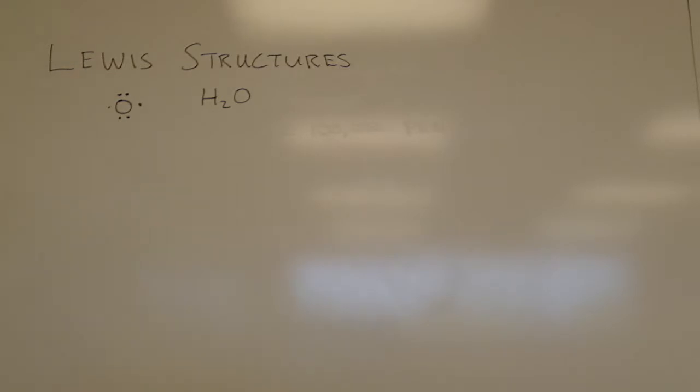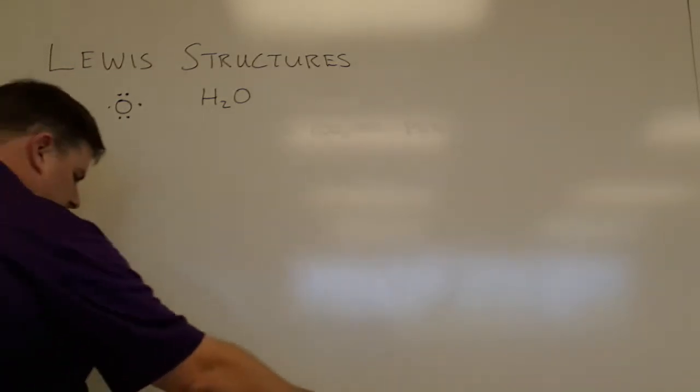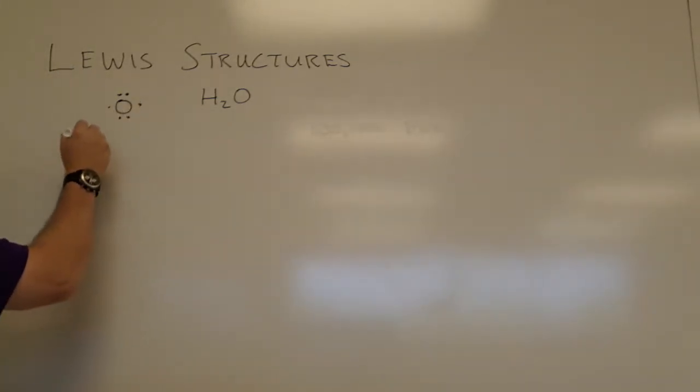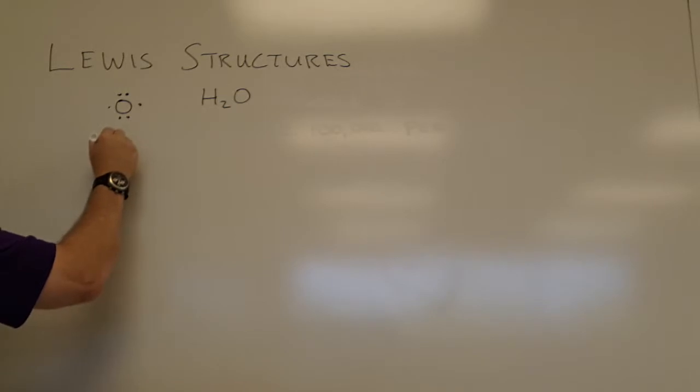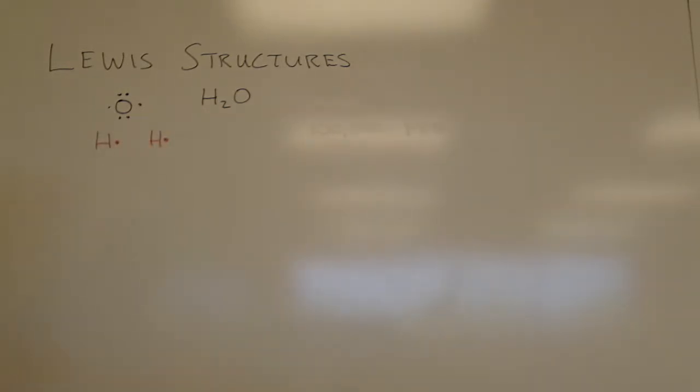So how are these things going to work in a Lewis structure? I've got the oxygen listed there. Let me go ahead and throw the hydrogens on. We know that each hydrogen has a dot because it's only got 1 valence electron.